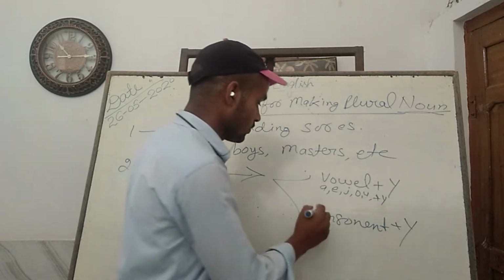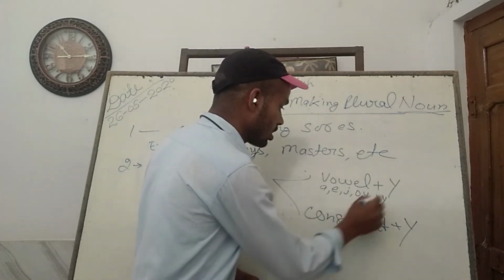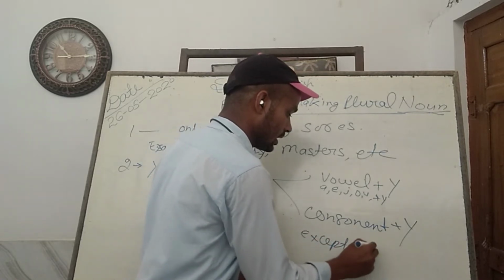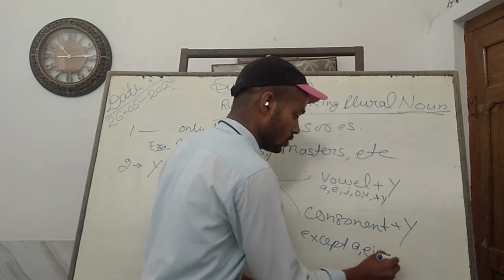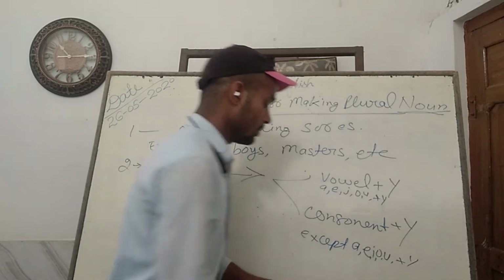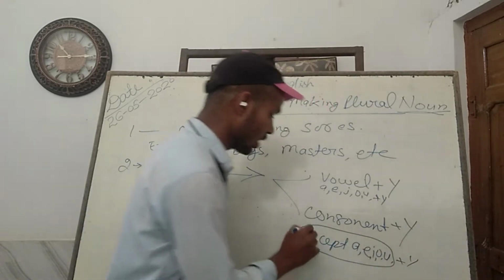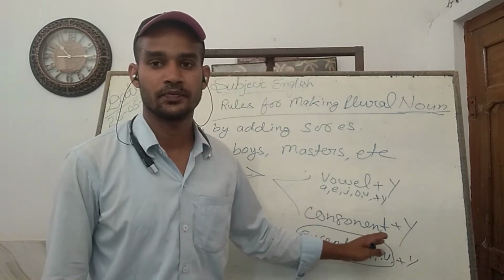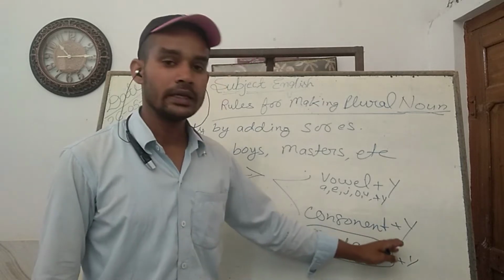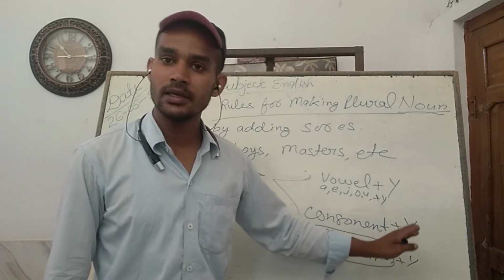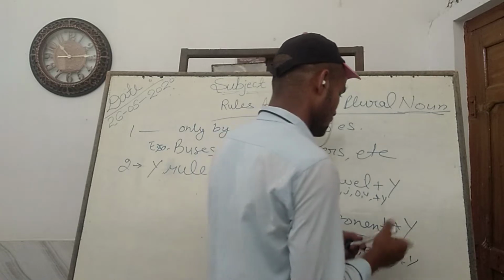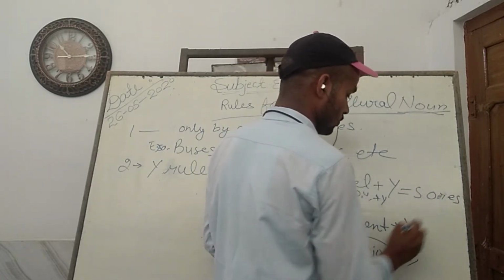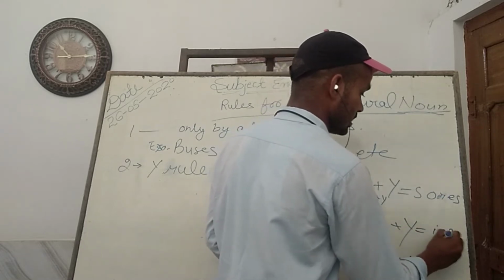And except all these, meaning except a, e, i, o, u plus y, if y is preceded by a consonant, then y changes into ies. If consonant, then ies.